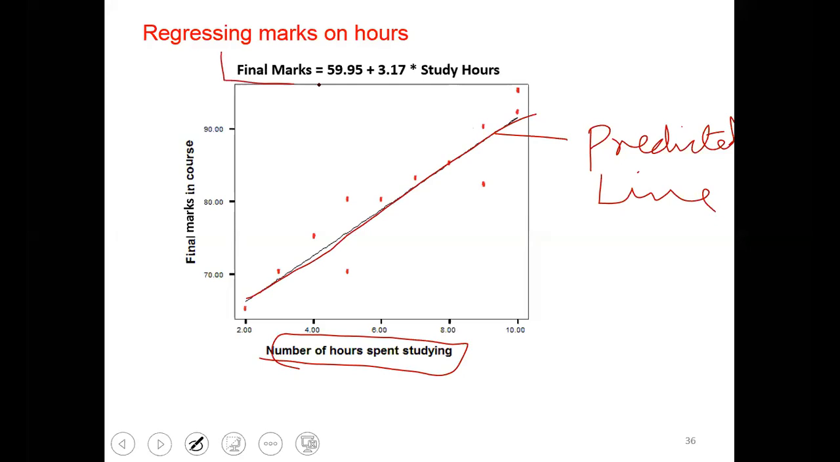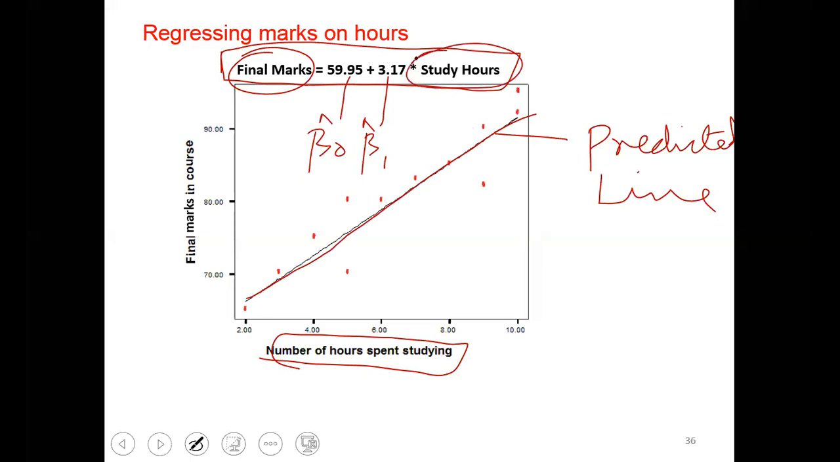Now I have got this equation. Later we will see how to get this equation. So final marks depend on beta naught, right? This is your beta 1 hat. These are constant values. Final marks depend on beta naught plus beta 1 into the number of hours that you are studying. So how can we interpret beta naught and beta 1? Beta 1 is 3.17. Beta naught is 59.95.